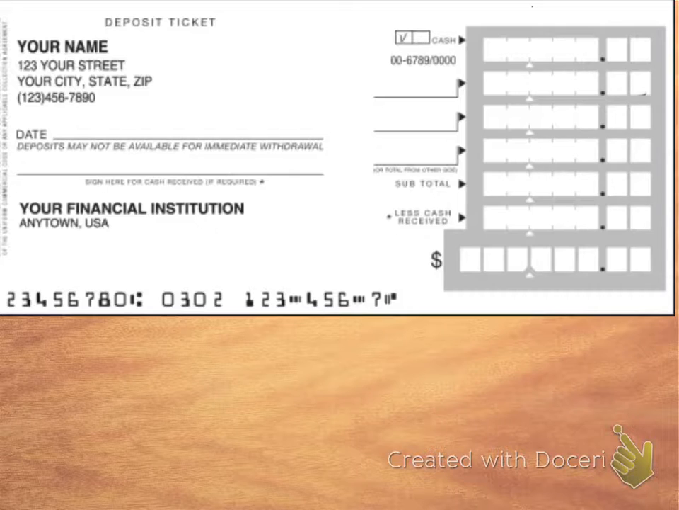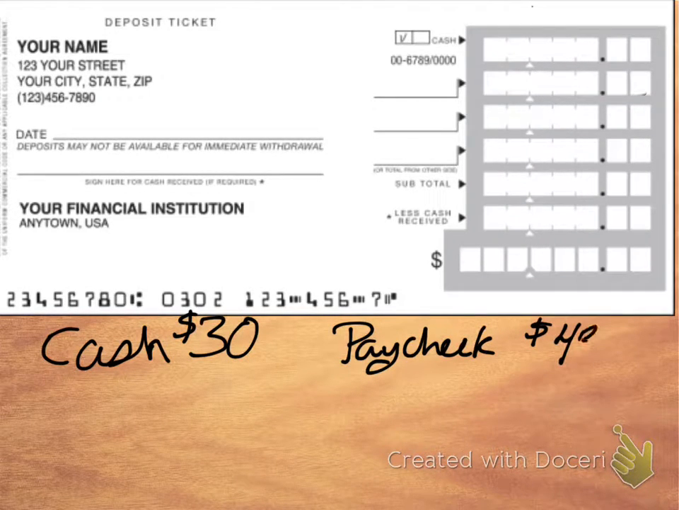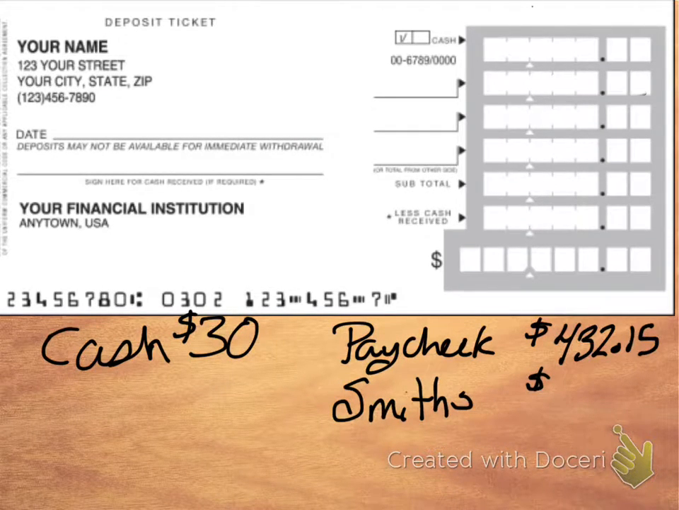And so we are going to do this first one. We have $30 in cash. We are going to deposit our paycheck. And we got paid $432.15. We also mowed the Smith's yard. And because they have 2 acres, they gave us $50. Do we write this? Yes. Where? On the side.